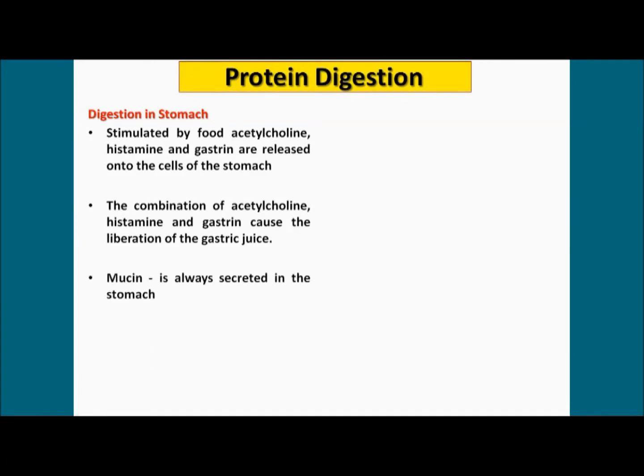Now mucin, you know what mucin is? It is always secreted in the stomach. This mucin makes a protective layer over the surface of the stomach, right? And HCl is responsible for maintaining the pH of the stomach.